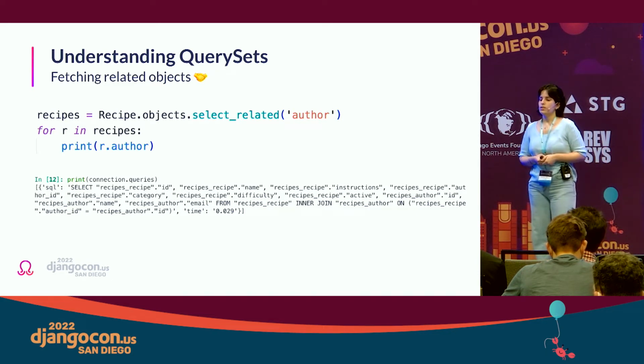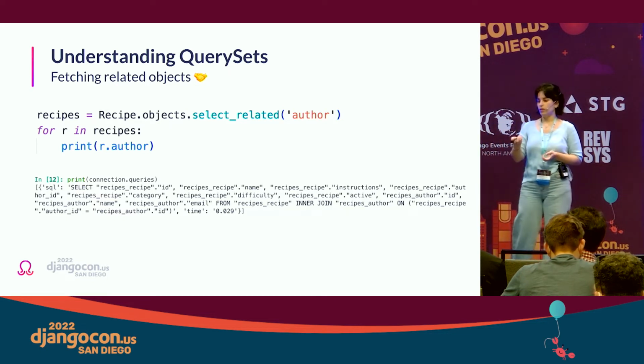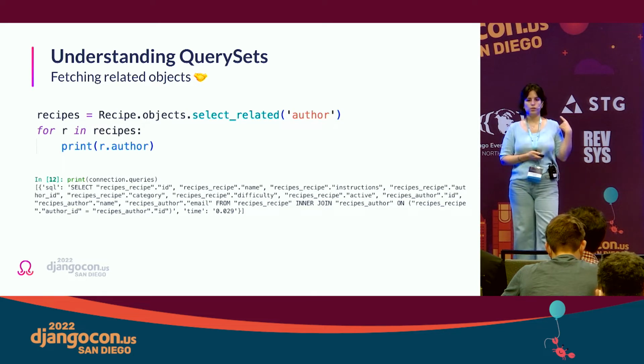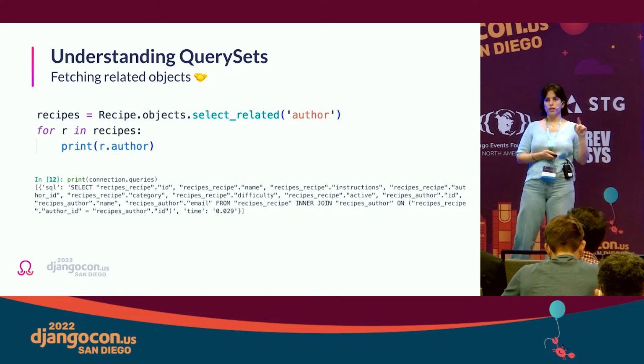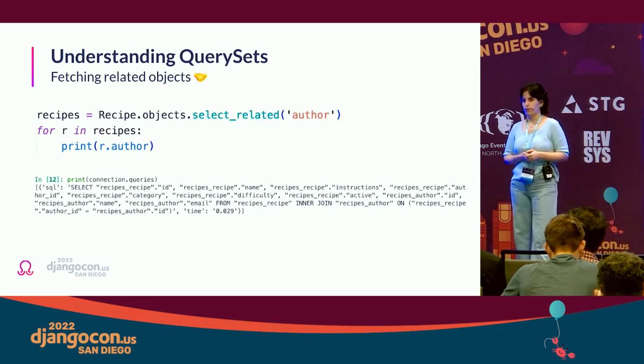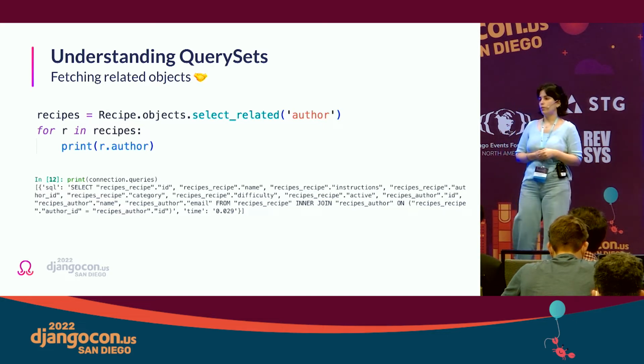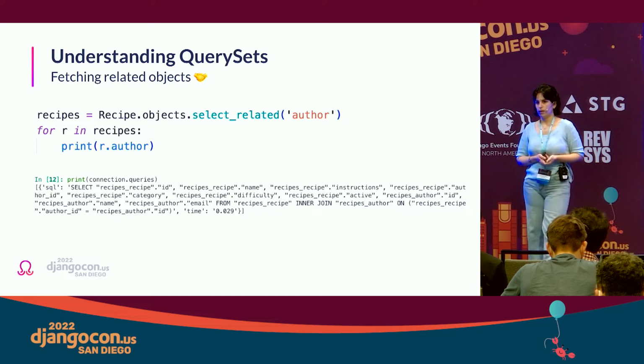So in this case, I'm showing the query executed when I perform a select related with the author, and you can see that there is only one query that performs an inner join between the author and the recipes. So instead of doing 4,001 queries, I'm doing only one by using select related.